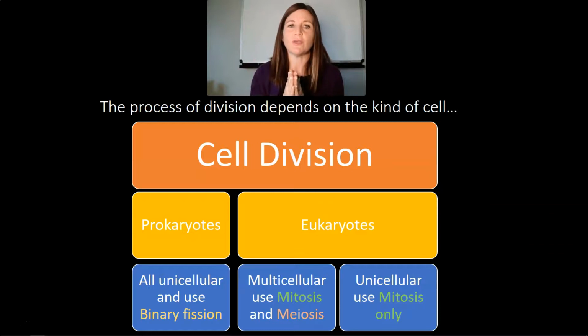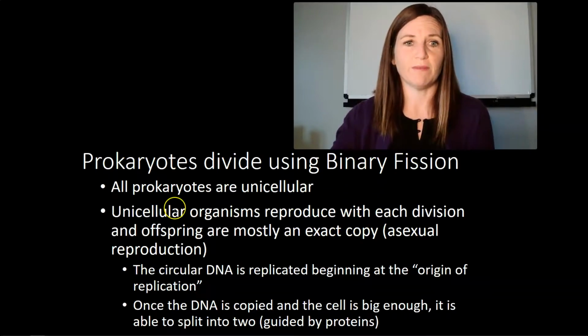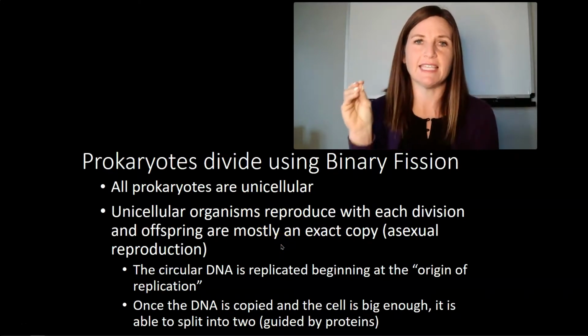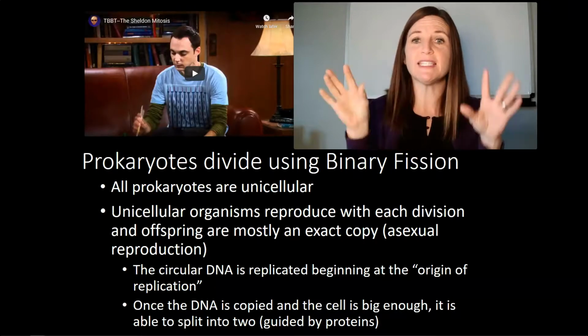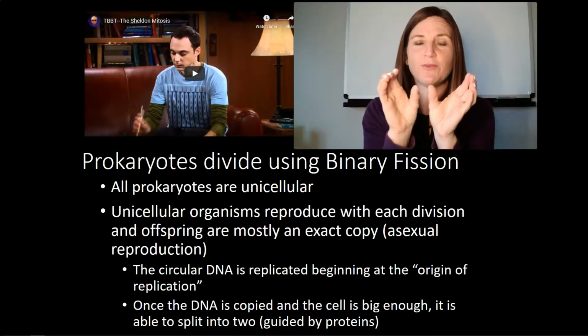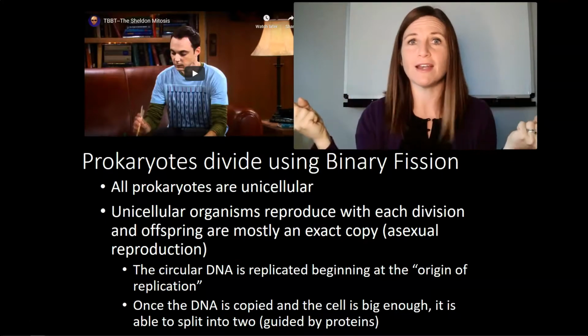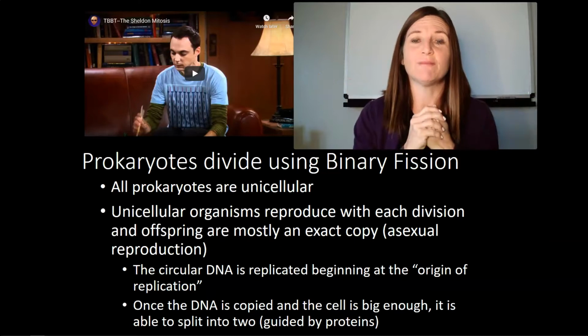So the type of cell division that we do depends on the type of cell. Prokaryotes are going to do binary fission. Eukaryotes are going to do mitosis for cell division. Prokaryotes divide using something called binary fission. Binary fission copies the DNA inside of the prokaryote, then splits the DNA and pulls apart the cytoplasm, and that's all it needs to do. Once it's big enough and the DNA has been copied, it pulls apart into two pieces, and now it is two new cells.